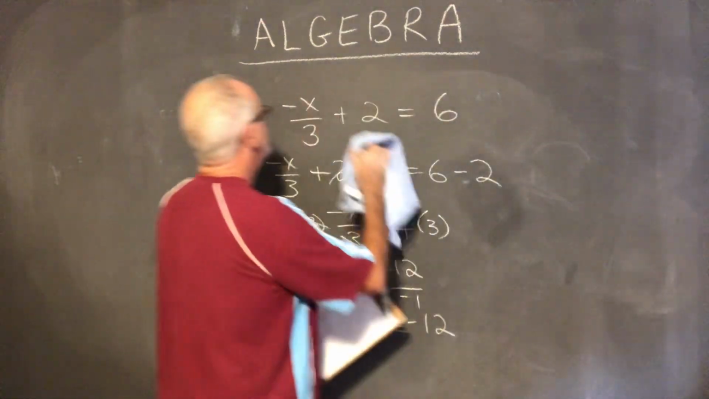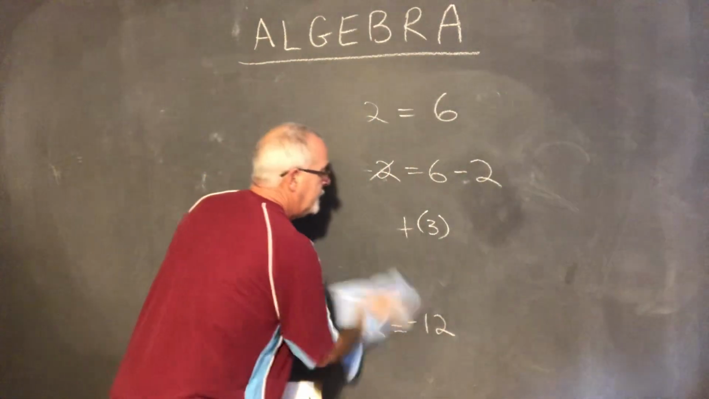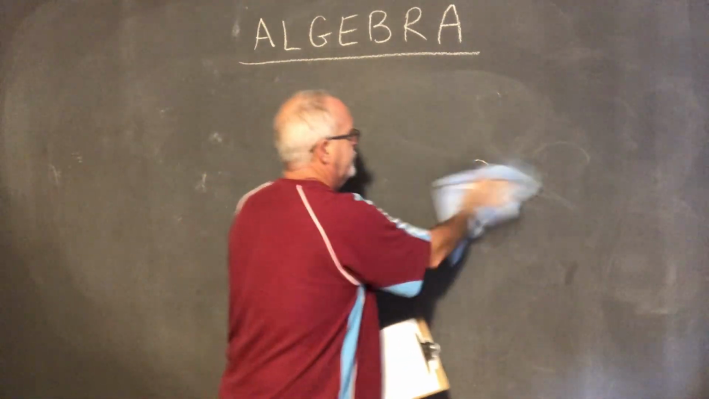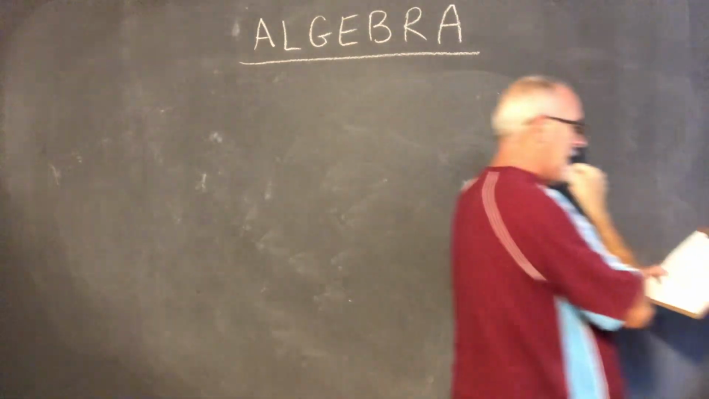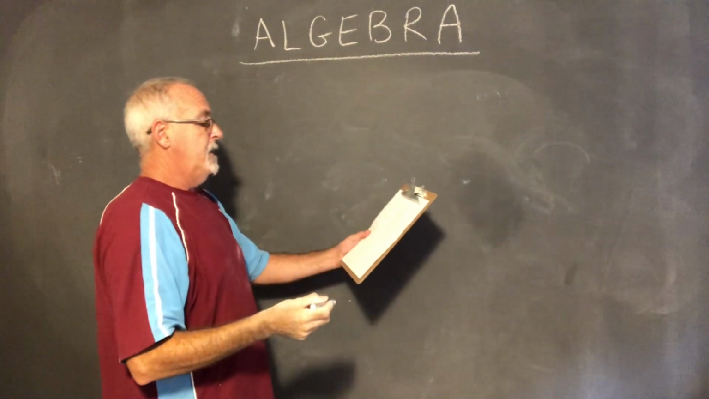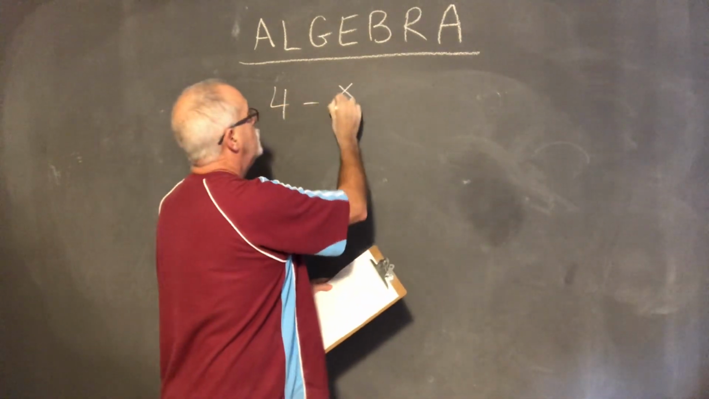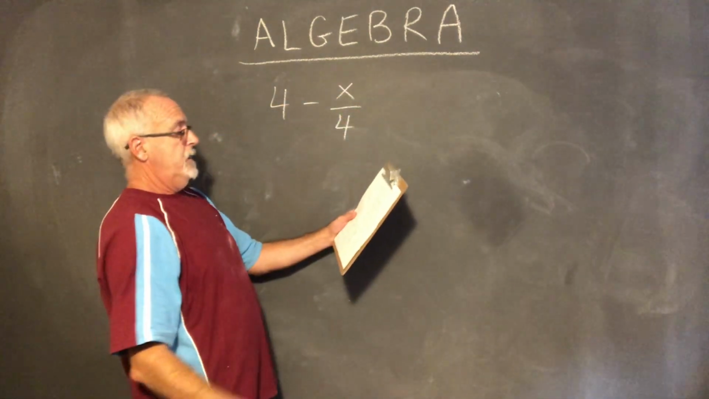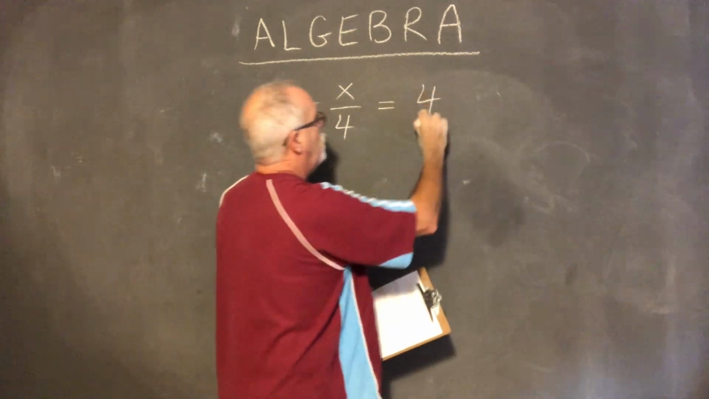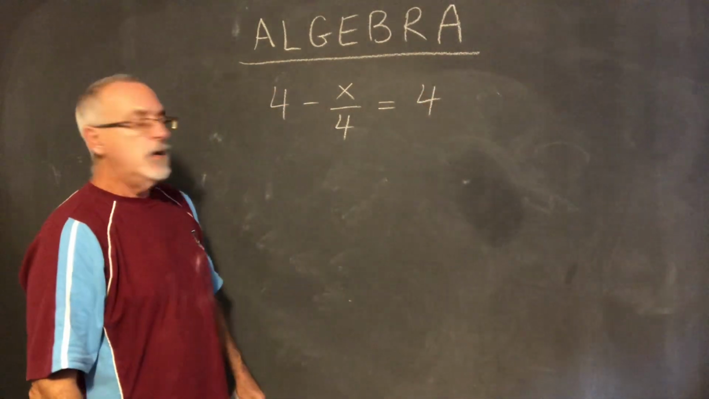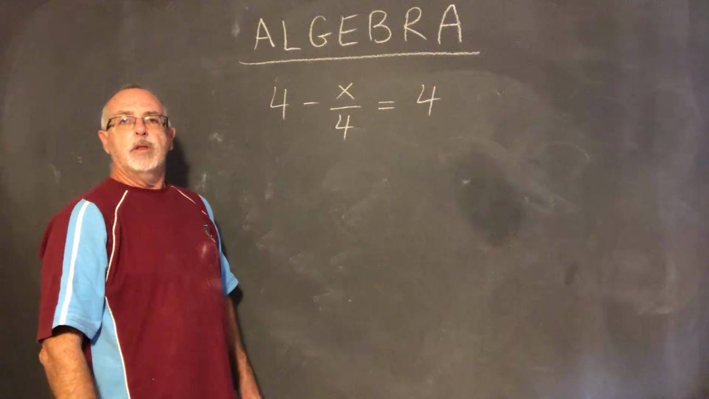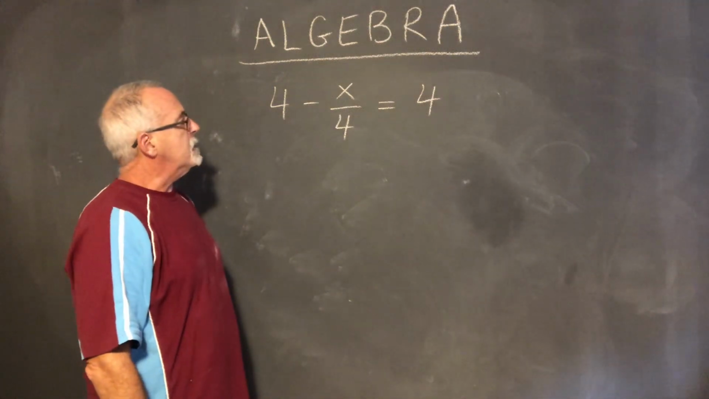Okay. Erasing. Four minus x over 4 equals 4. Lots of 4s. I just felt like I wanted to have a lot of 4s in my next example.